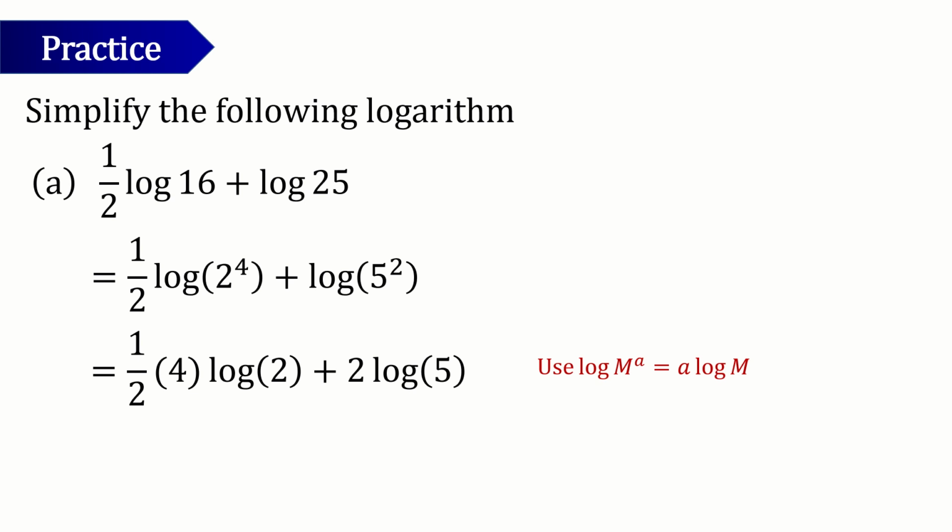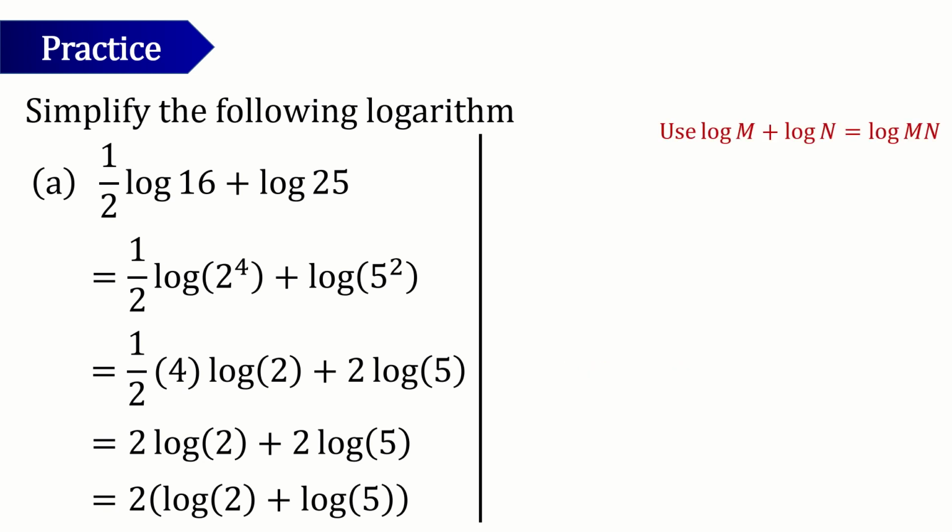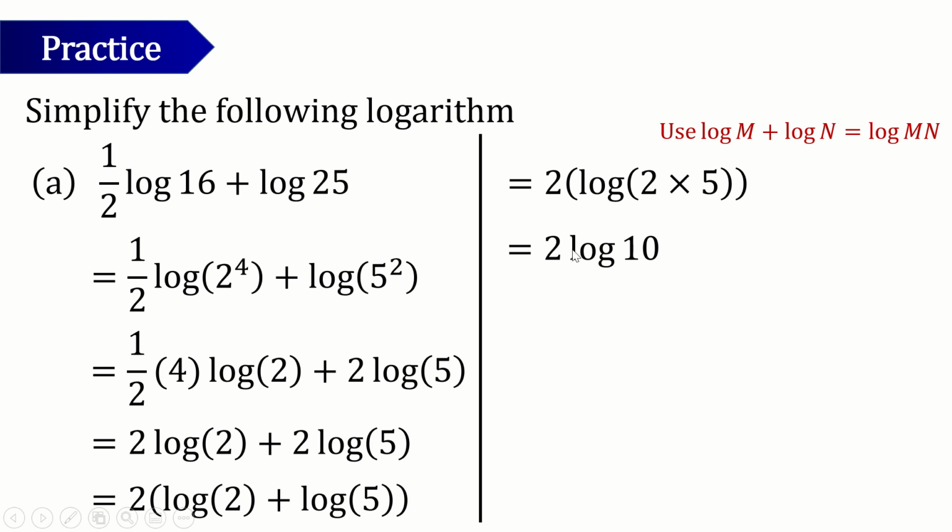And then we can simplify. Half times 4 is 2, so it becomes 2 log 2 plus 2 log 5. We can factorize 2, so it becomes 2 times log 2 plus log 5. Now we can use the rule that log m plus log n is equivalent to log of m times n. So we combine those two logarithms and it becomes log of 2 times 5. And 2 times 5 is 10, so 2 log 10. Here we have base 10, with the same base 10, so log 10 is equivalent to 1. So 2 times 1 equals 2.